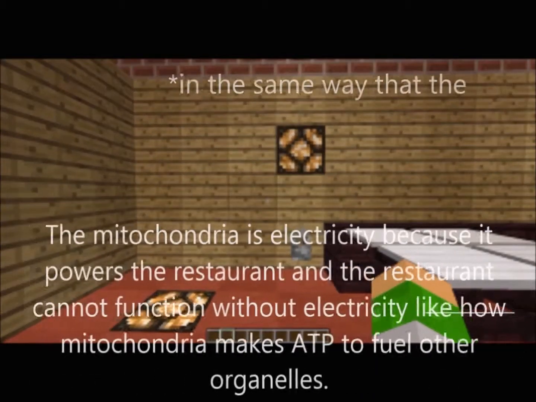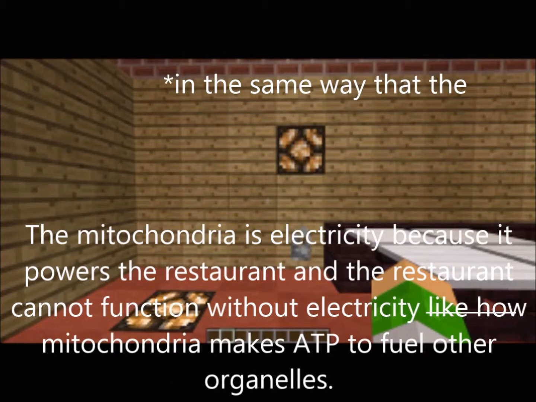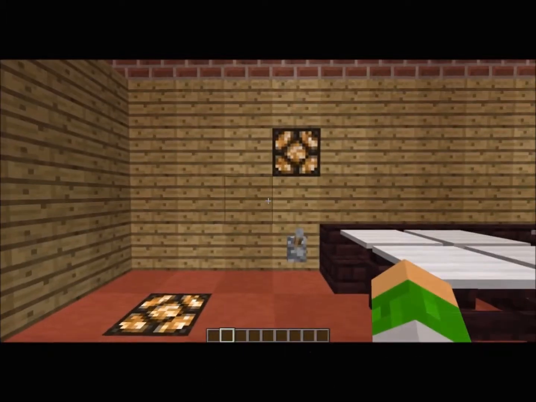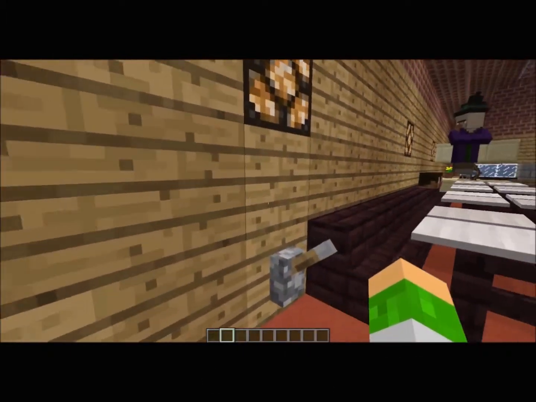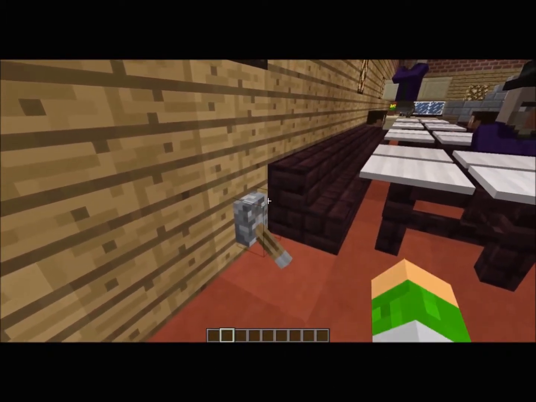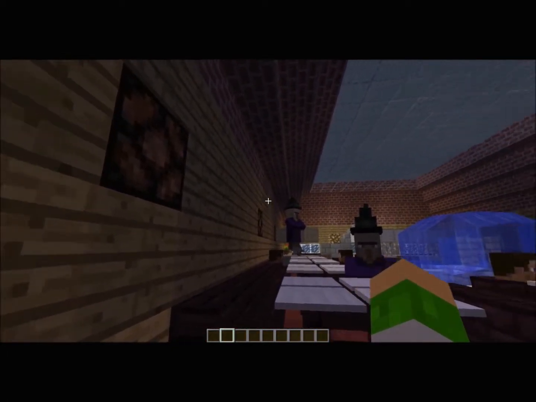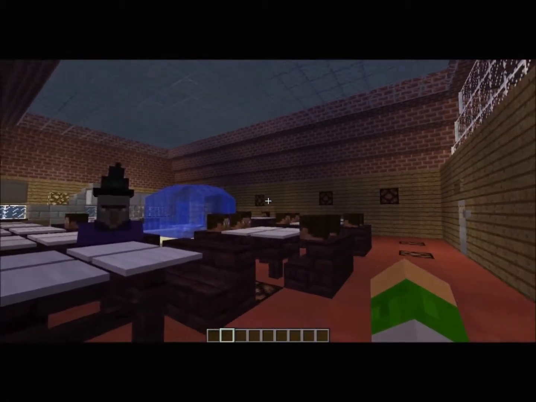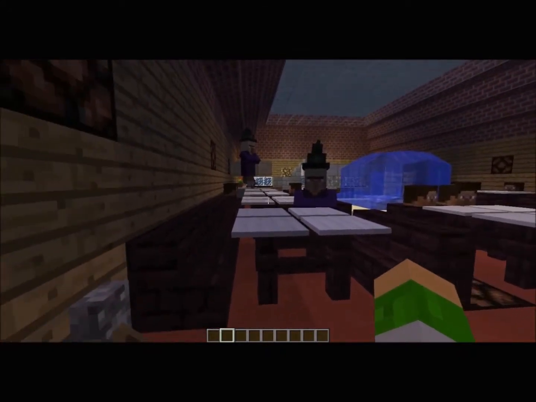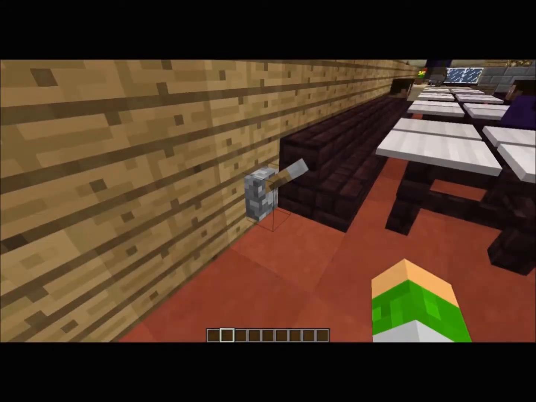Anyways, the mitochondria is electricity because it powers the restaurant, and the restaurant cannot function without electricity, like how mitochondria makes ATP to fuel other organelles, and they cannot function without that. Alright, so let's see what happens if we turn the lights off. So it gets really dark in here, the customers can't really enjoy the food, they can't see. So let's just turn that back on.